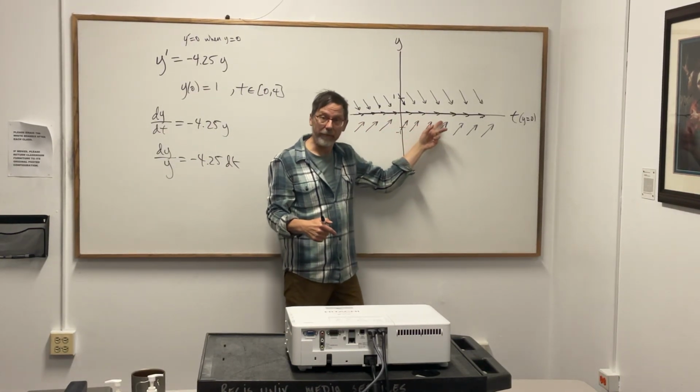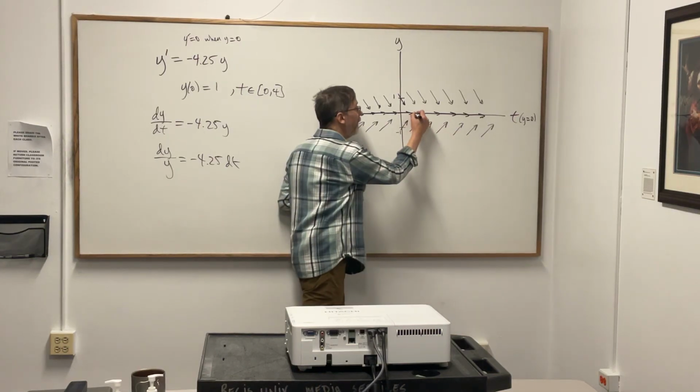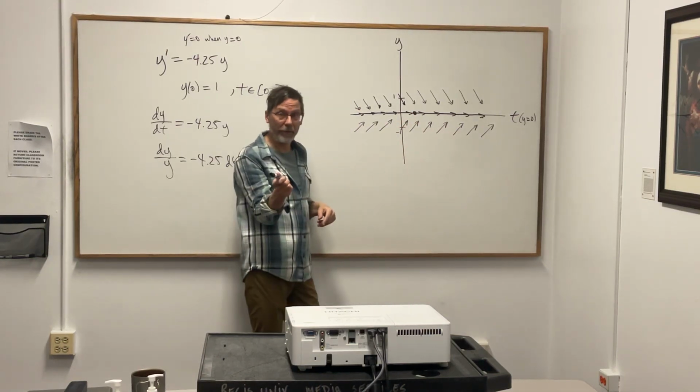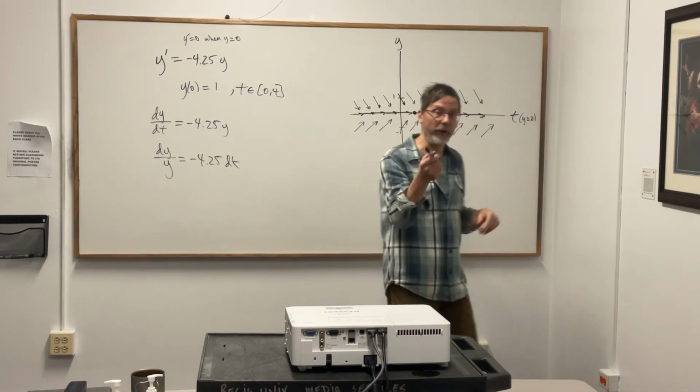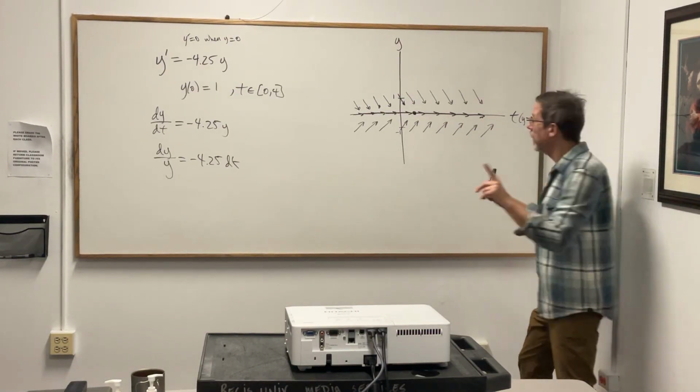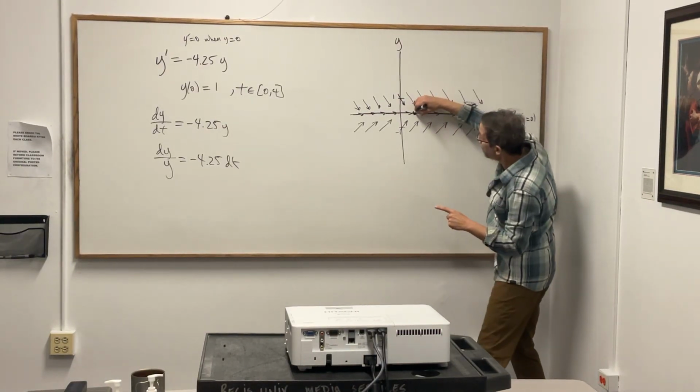and I wind up immediately getting an equilibrium solution. So if I start on this line, think about Euler's method. Remember how Euler's method works. You take your initial point, you grab the slope at that point.